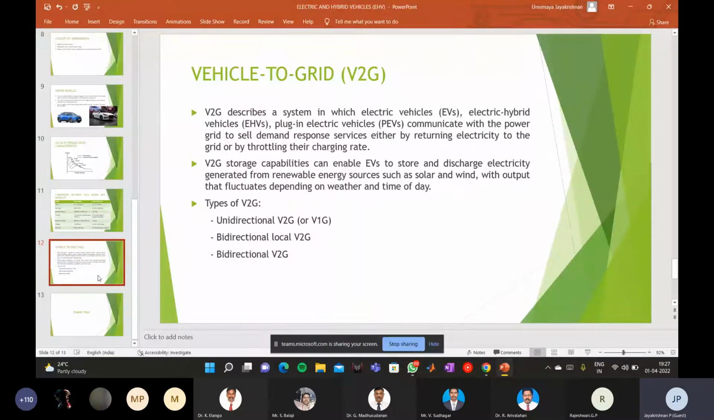So then I will share my experience as an EV owner because I purchased a Nexon EV. Pardon, sir? Okay, we can have a discussion or session later.